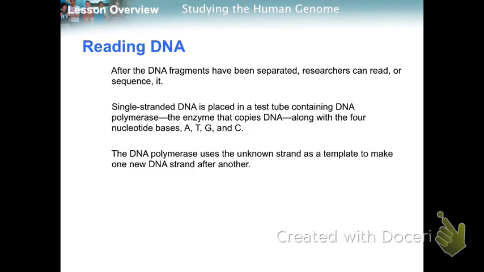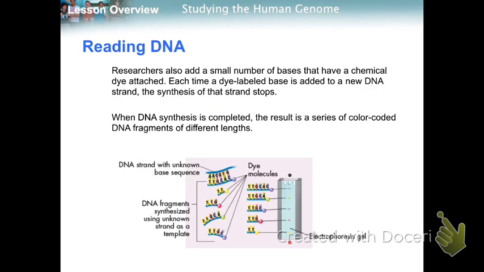After these DNA fragments have been separated, researchers can read it or sequence it. Single-stranded DNA is put in a test tube containing DNA polymerase, the enzyme that copies DNA, along with the 4 nucleotide bases. The DNA polymerase uses the unknown strand as a template to make one new strand after another. Researchers add some bases that have a dye attached. Each time a dye-labeled base is added to a DNA strand, the synthesis of that strand stops. When synthesis is completed, we get a series of color-coded DNA fragments of different lengths.